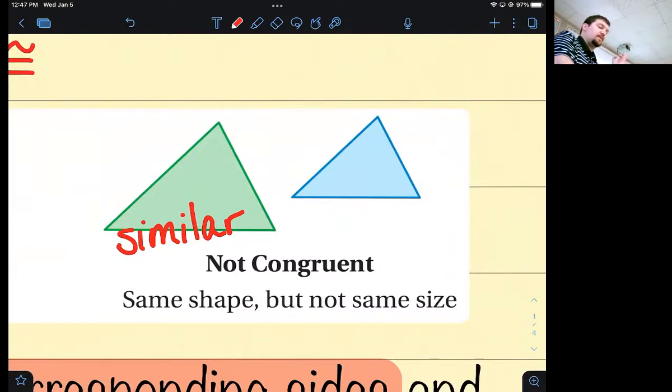So congruent means same shape, same size. Similar means same shape, different size. For example, when you scale something, or you talk about a model version, like a Hot Wheels car, it's just like a car shrunk down, right? So it'd be similar in shape, but not the same size, obviously.